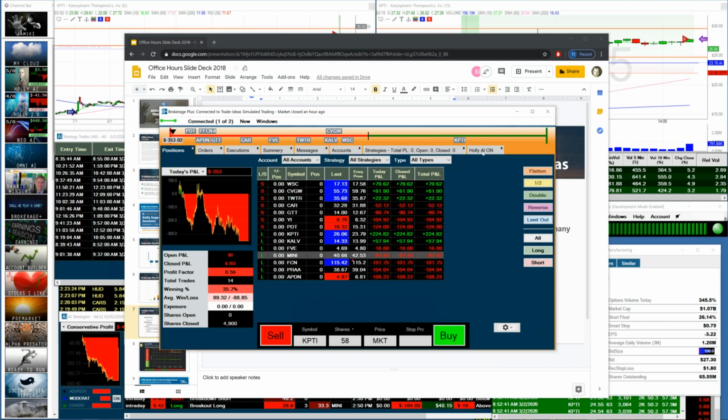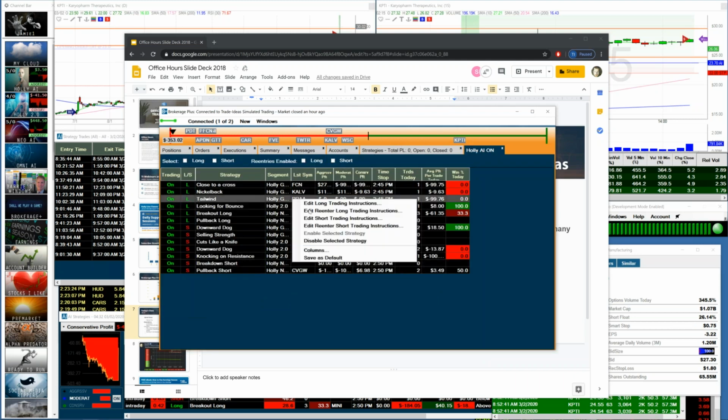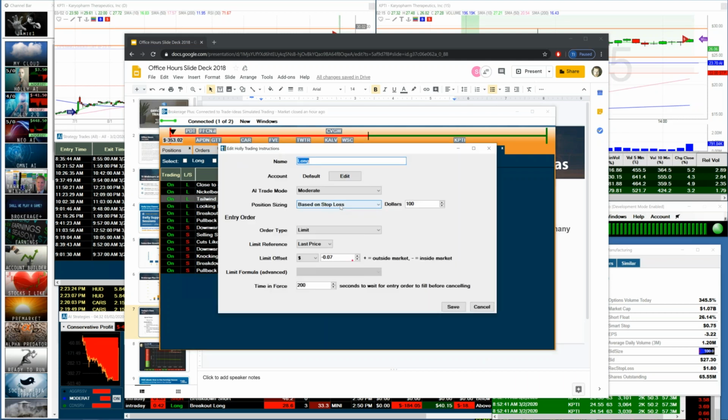Because if I click over here on the Holly AI mode and I right click and I say edit my long trading instructions, and you look at the trade mode, we've got conservative and we've got moderate, okay? Or you can do the best of, which will, whatever mode is in control at that point in time, be used for your trade. I plan on doing a lot more testing of that in the future. But right now, I'm just running it every day in moderate mode, all right, which is adhering to its stop losses.